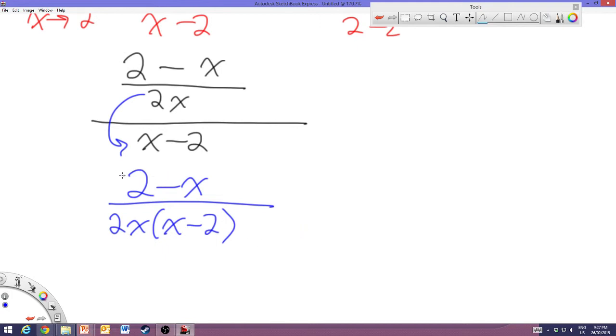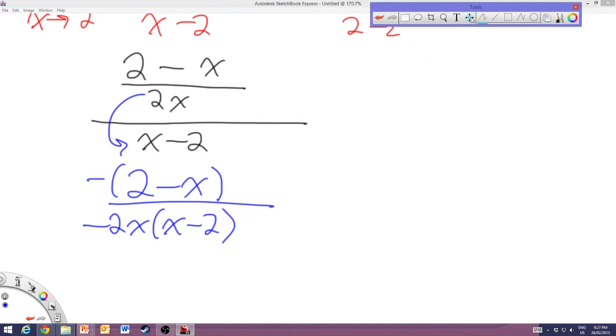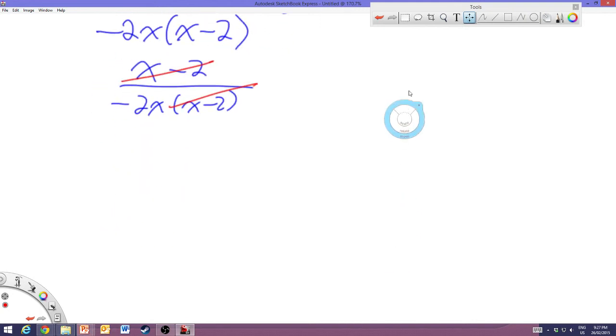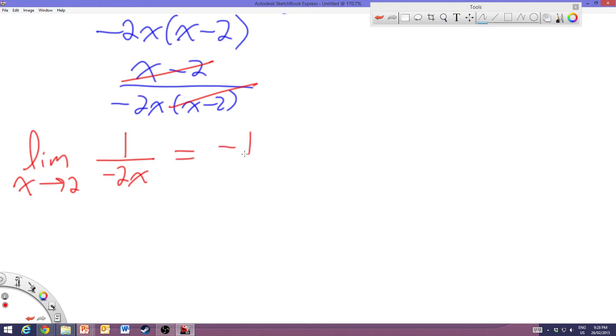From here, I'm going to multiply top and bottom by negative 1, so make that negative, make this negative. Why do I want to do that? It's so that I can rewrite the top so it looks like x minus 2, and this will be negative 2x times x minus 2. The great thing about that is those will cancel out. So my limit becomes the limit as x goes to 2 of 1 over negative 2x. I put 2 in. This is going to be negative 1 over 4. There we go. That's my limit. My limit is negative 1 over 4.